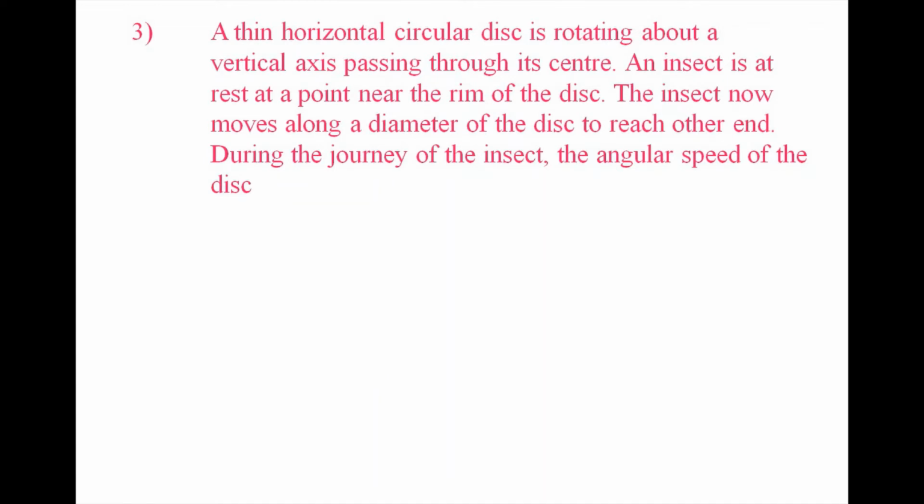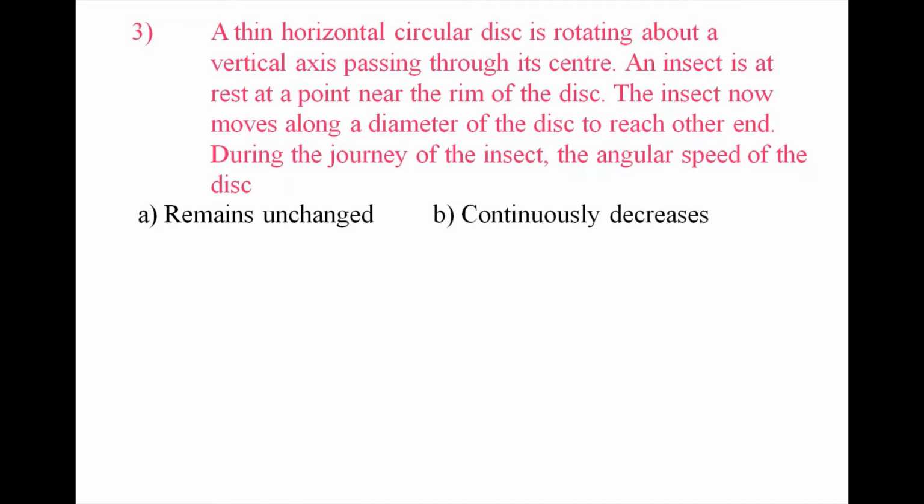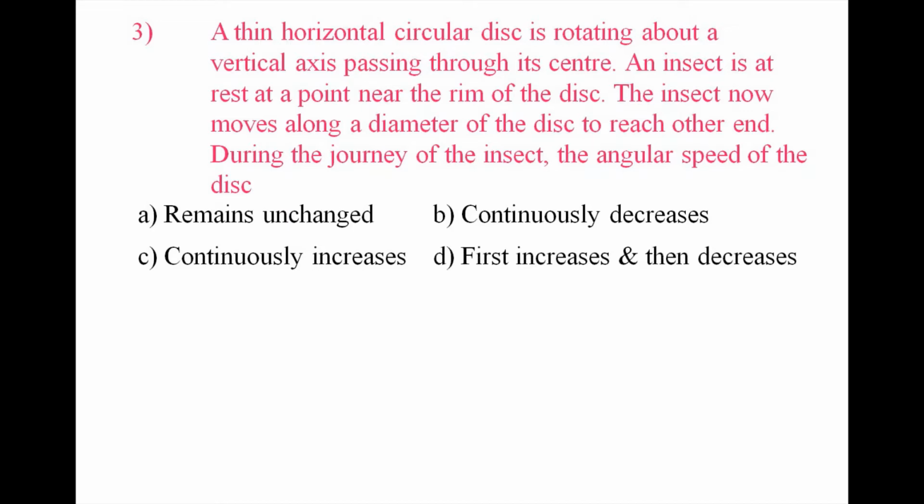A thin horizontal circular disc is rotating about a vertical axis passing through its center. An insect is at rest at a point near the rim of the disc. The insect now moves along a diameter of the disc to reach the other end. During the journey of the insect, the angular speed of the disc is? Let's see the options. Option A is remains unchanged. Option B is continuously decreases. Option C is continuously increases, and option D is first increases then decreases.